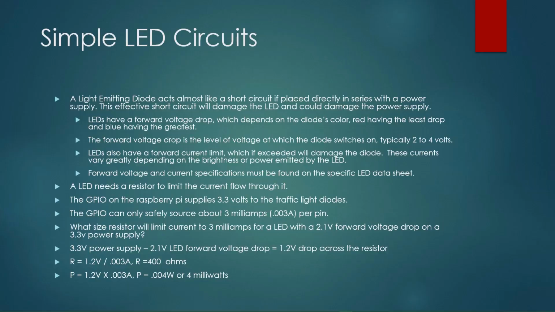So now let's look at simple LED circuits. A light emitting diode acts almost like a short circuit if placed directly in series with a power supply. This effective short circuit will damage the LED and could damage the power supply. LEDs have a forward voltage drop. The forward voltage drop is the level of voltage at which the diode switches on, typically 2 to 4 volts.